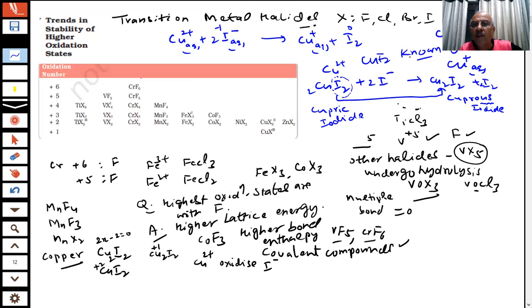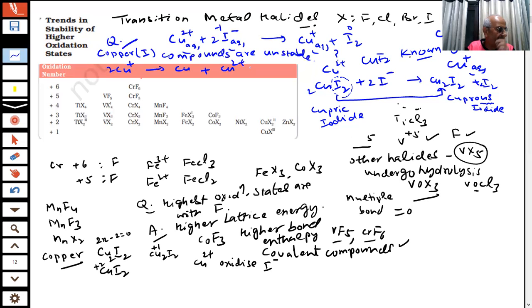So what we are trying to show you is that plus 2 oxidation state of copper goes to plus 1 oxidation state. And another important reaction is known for copper. Copper 1 compounds are unstable in solution. Why? Question for us. This question was asked in the paper. If you have copper plus 1, students, what happens? It forms copper and copper 2 plus.